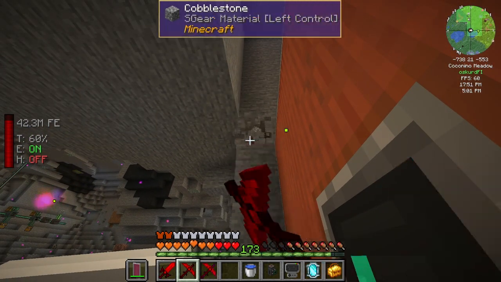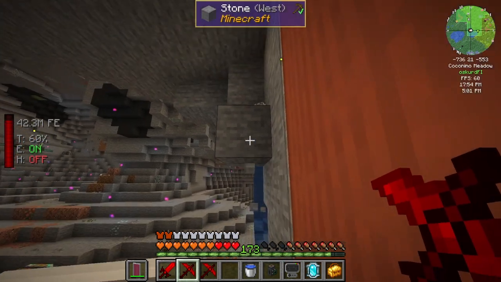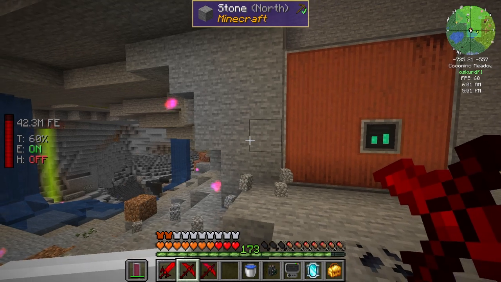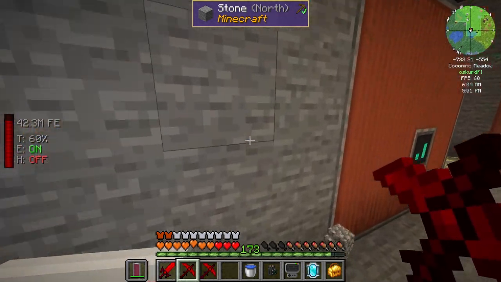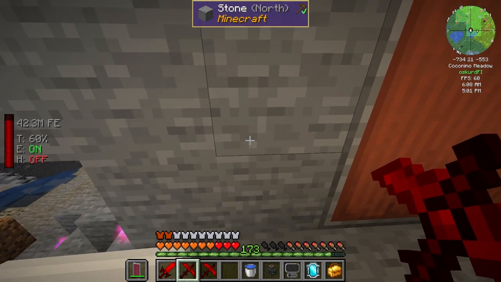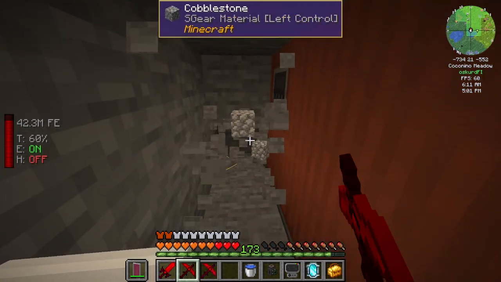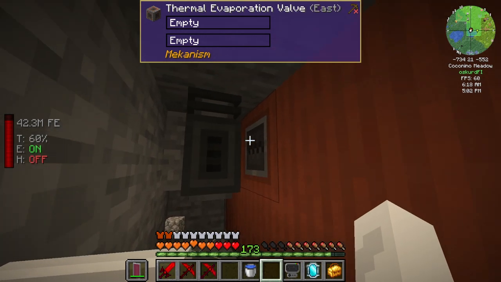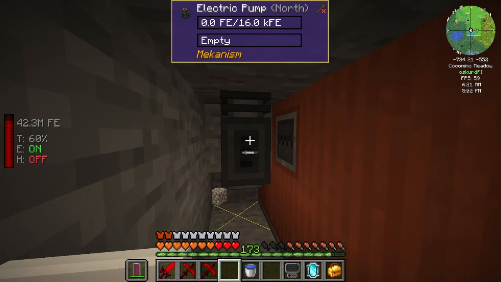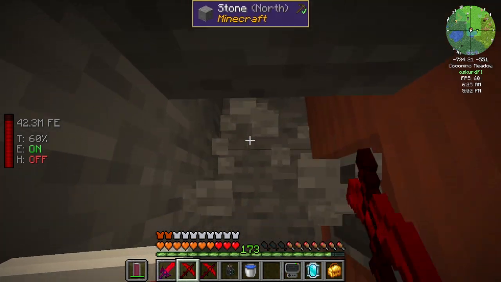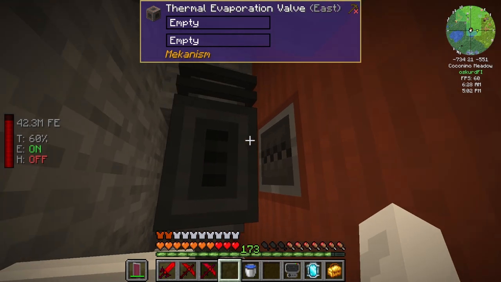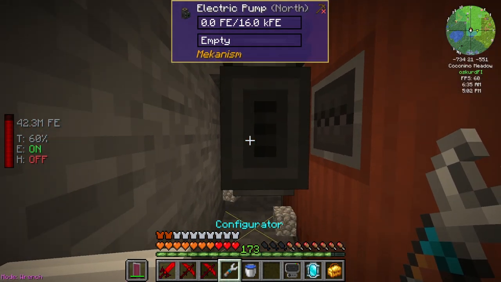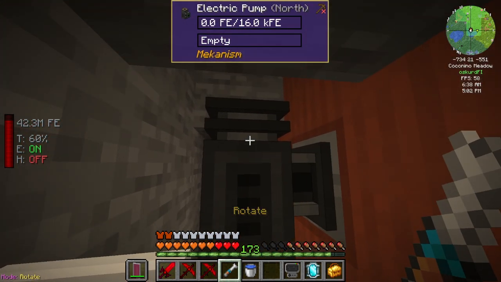Let's make this actually even with this base, like this. And then I will hide that water block inside and just seal it off. So where was that input? Here. Our pump goes there. No. Most definitely not that way. Houston, we might have a problem. Rotate. There we go.